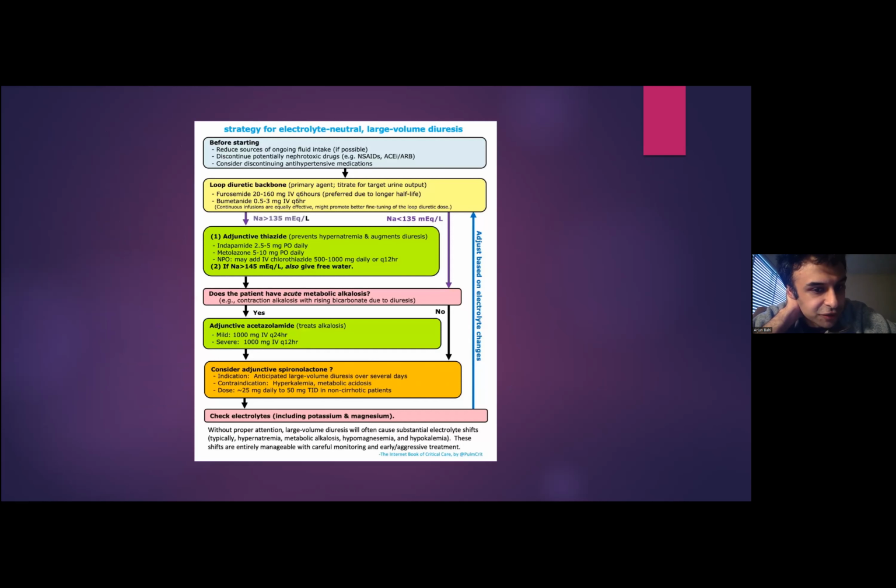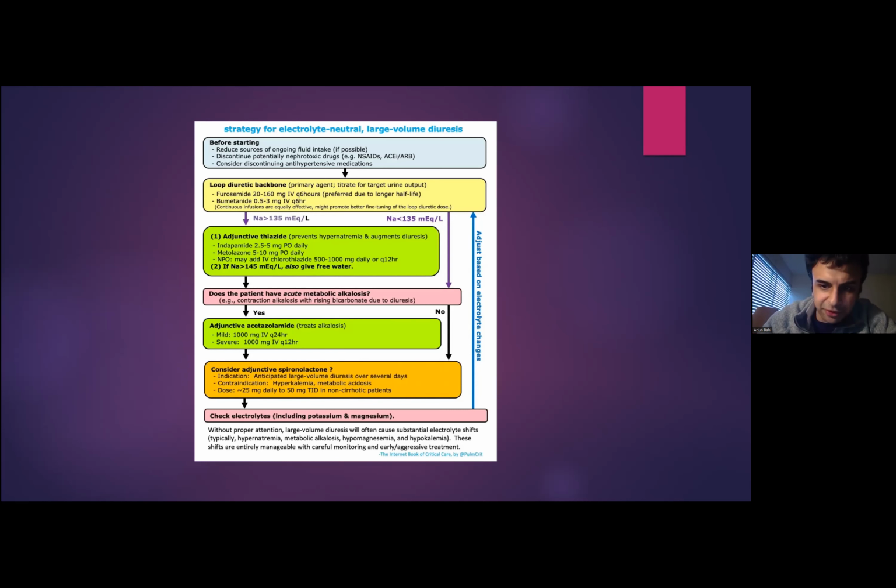And then you can also use sequential nephron blockade. It's just a good concept that can really get you messed up with electrolytes, but it's definitely shown to make people lose a lot of weight. Spironolactone is listed here, but amiloride I think is preferred when I talk to nephrologists, especially at the VA, because amiloride works faster. Spironolactone takes a couple of days to work.